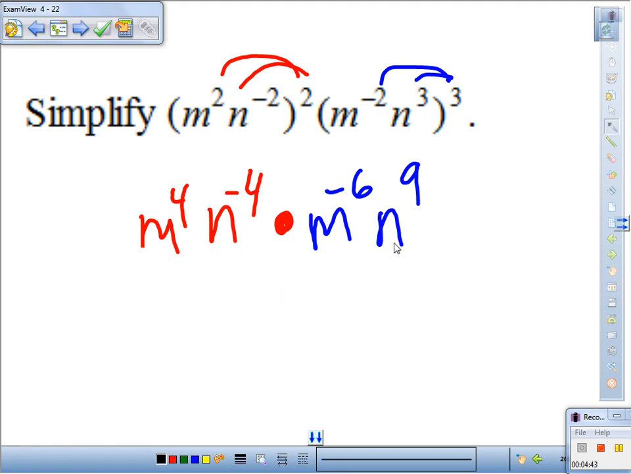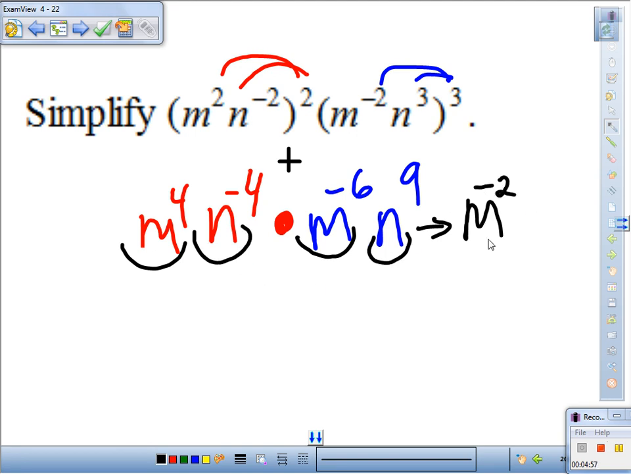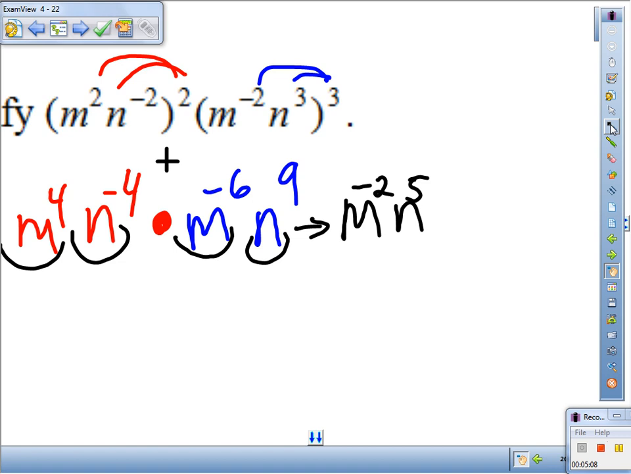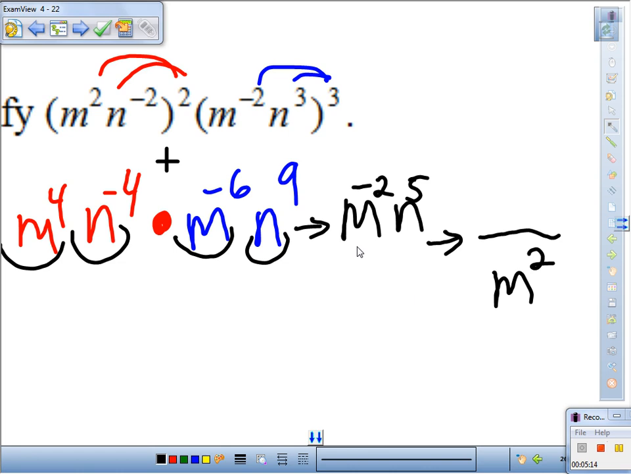Are we there so far? Now I'm going this way. There's multiplication all the way through. Same bases. If we're multiplying, what happens to the exponents? We add them. What is 4 minus 6? -2. Next, are these the same base? Yes. What is negative 4 plus 9? 5. However, can we leave it with a negative exponent? No. Therefore, this one goes to the denominator, m to the positive 2. Remember, if we do the reciprocal of this, it changes to a positive. You guys see that? Which one stays in the numerator? n to the 5th.